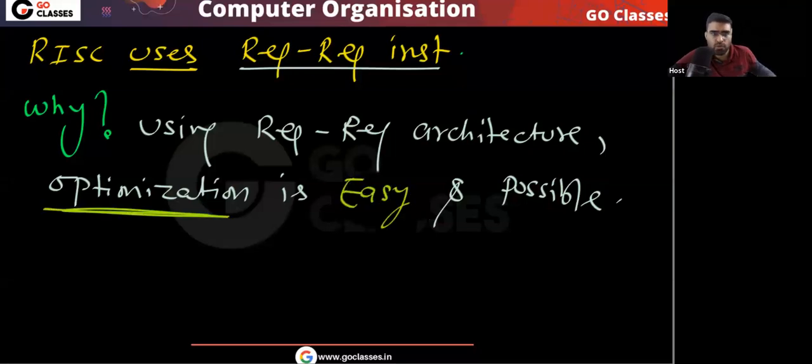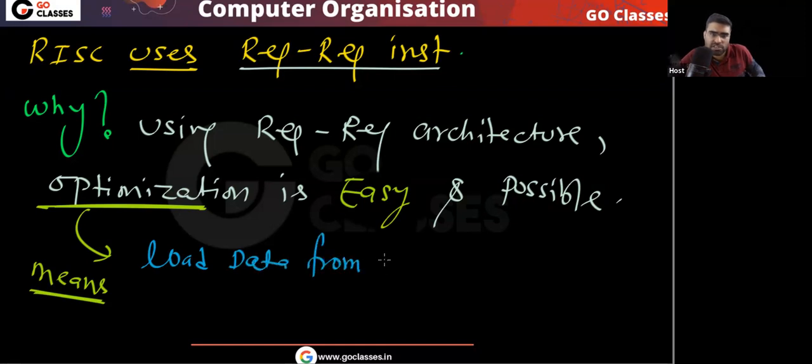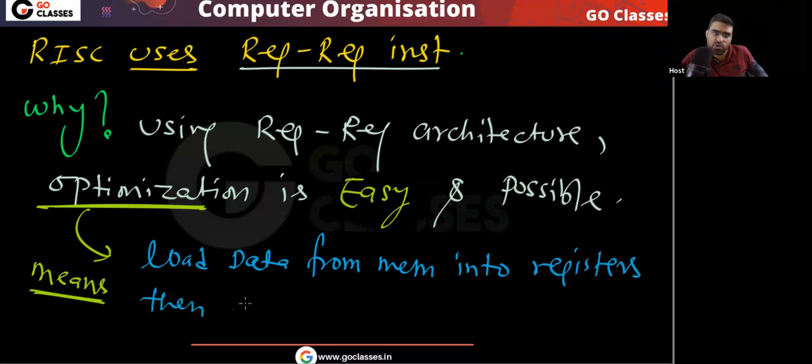Is this clear? What does this optimization mean? This simply means that you load data from memory into registers. You have registers in your CPU, then use the registers. Yes or no? Then use registers again and again.